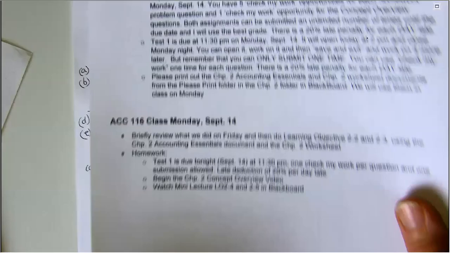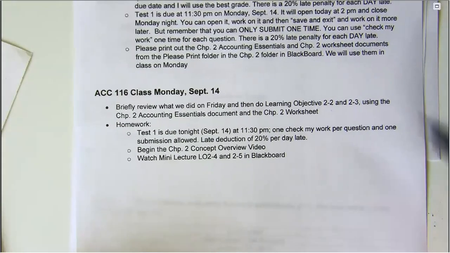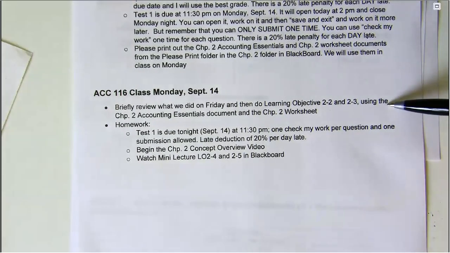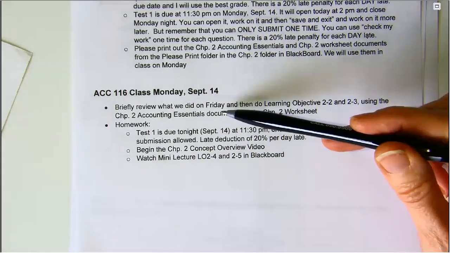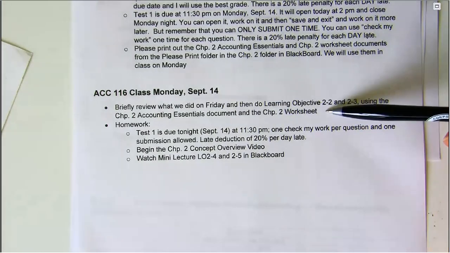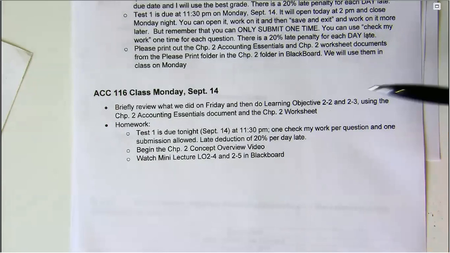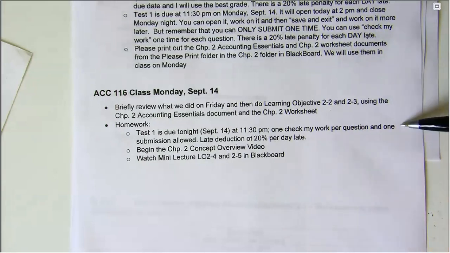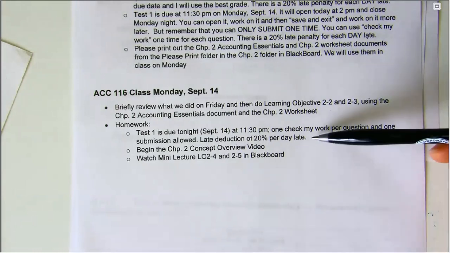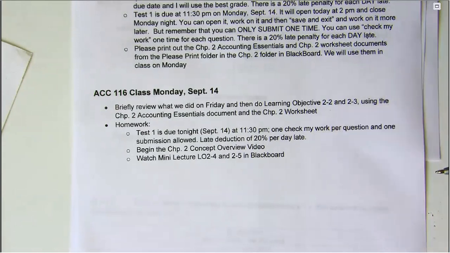Okay, so the next time this is what we did today. We covered learning objectives 2 and 3. We used the Accounting Essentials document in the worksheet to do three parts of the problem. Test 1 is due tonight at 11:30. You're allowed 1 check my work per question, and you are allowed 1 submission. Please do actually click on submit, because otherwise it won't be submitted for grading. There's a late deduction of 20% for each day late. You can hand it in late, but it'd be nice to avoid it.